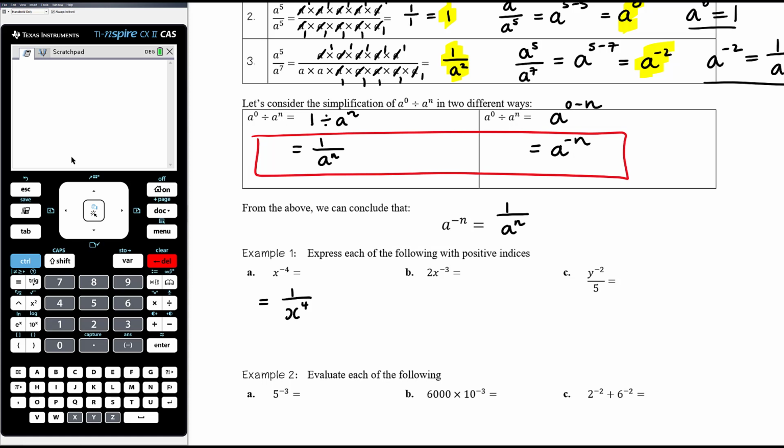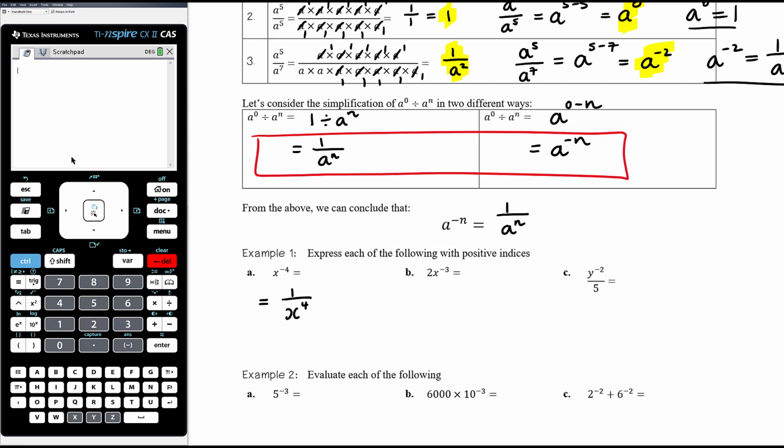Okay, instead of having x as the base, you now have 1 on x as the base. So this is essentially telling you I'm really x to the power of 4, but I'm on the wrong side of the fraction. Instead of being on the numerator, I should be x to the power of positive 4 on the denominator. Okay, example B, 2x to the power of negative 3.